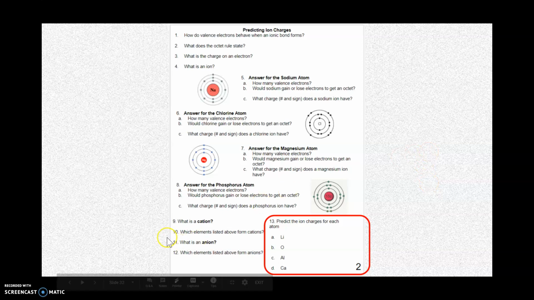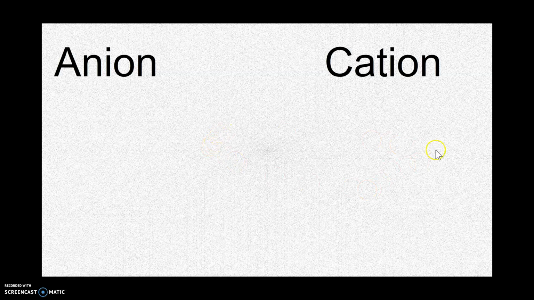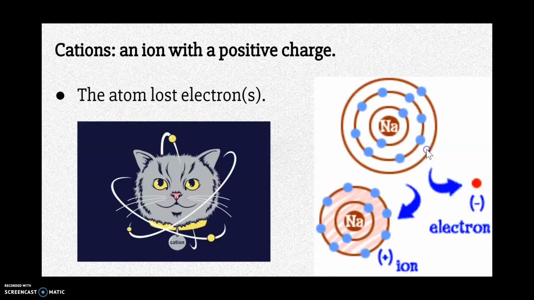All right, today we're going to talk about 9 through 12 and then also do some things about ionic naming. So first of all, go ahead and go to page 2, question number 9, and let's talk about anions and cations.